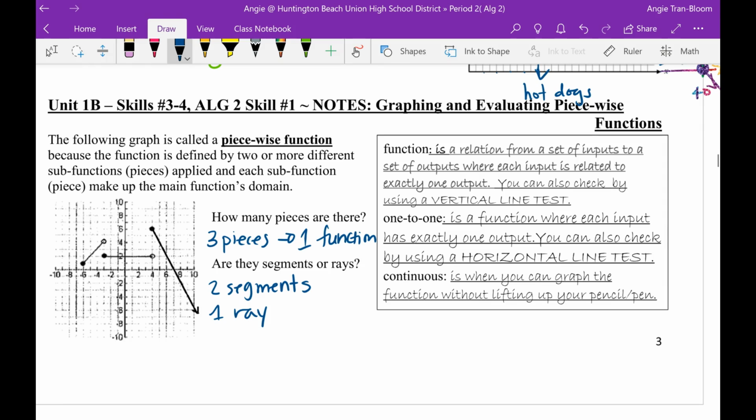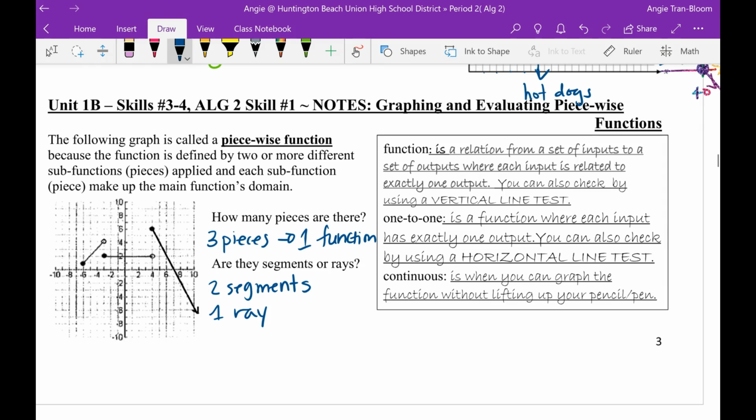Now, one-to-one function. Okay, Kai, read one-to-one function, please. A one-to-one function is a function where each input has exactly one output. You can check this by using a horizontal line. Right. It's again one-to-one function. We're going to see if it's a one-to-one function. Each input has exactly one output, and each output has exactly one input. So I'm going to draw a horizontal line test. Let me just go from left to right.